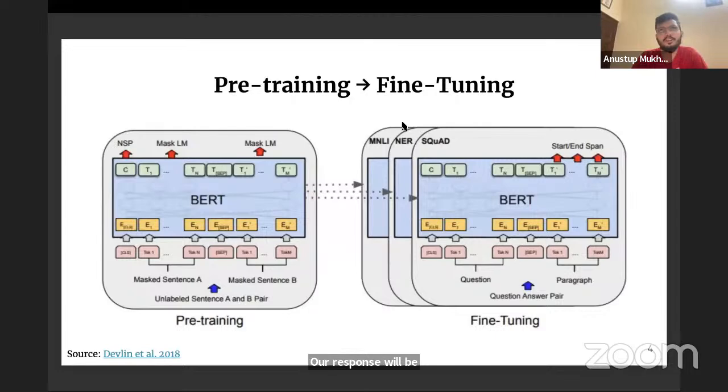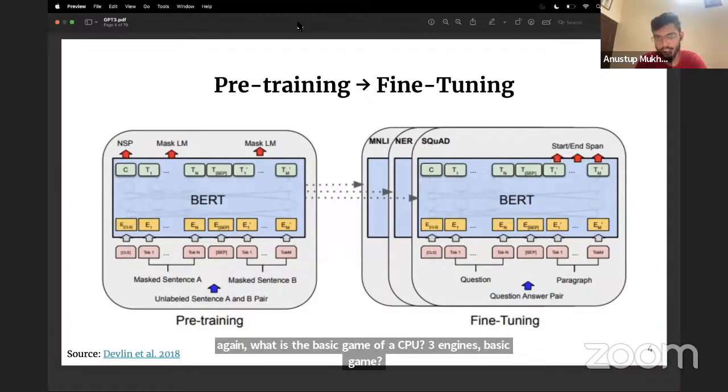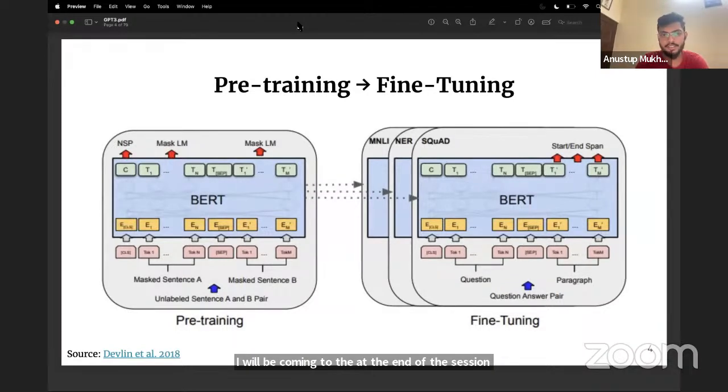Now here comes a very common question. This was all a high-level overview of the architecture, of how it is designed. But again, what is the basic game of a GPT-3 engine? I will come to that in the Q&A at the end of the session. If you want to ask any question, you can post it in the chat section, which will be handy for me.